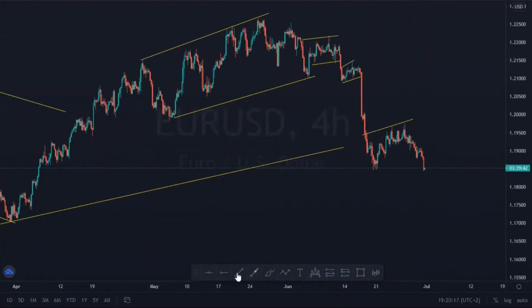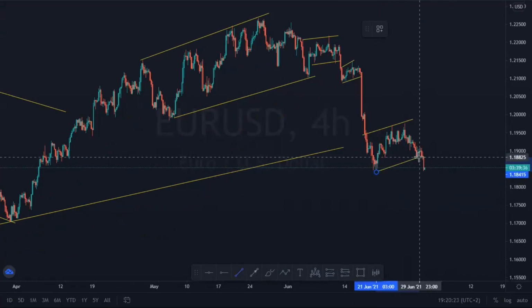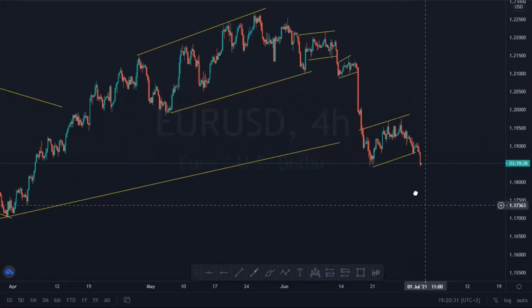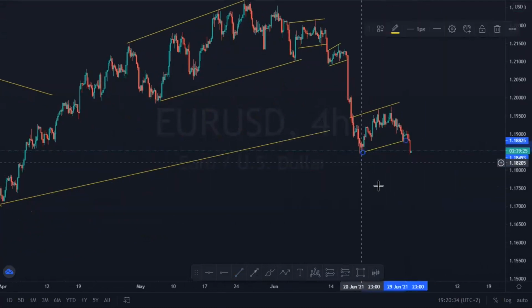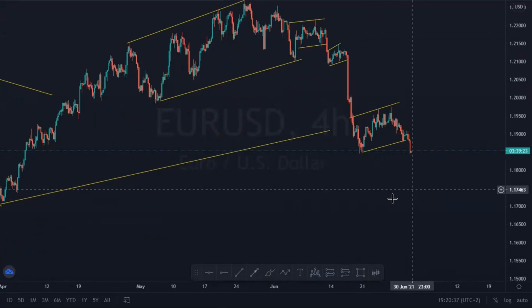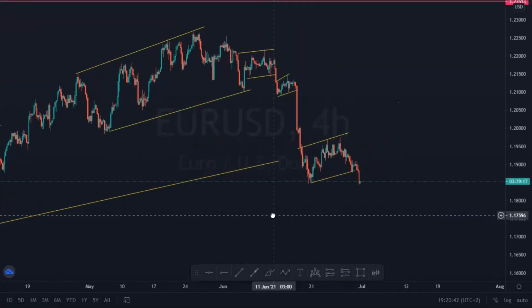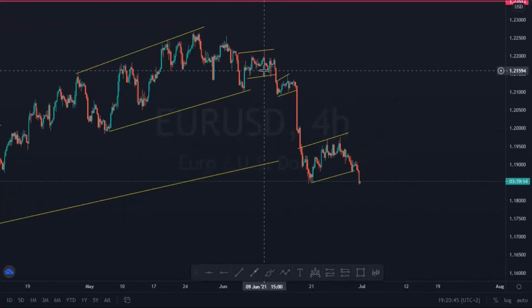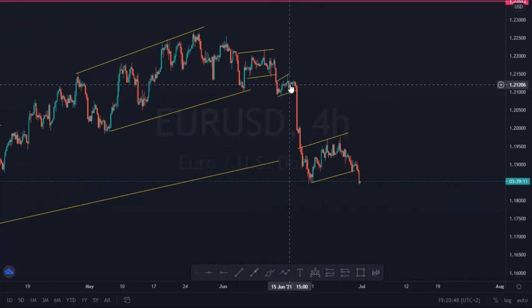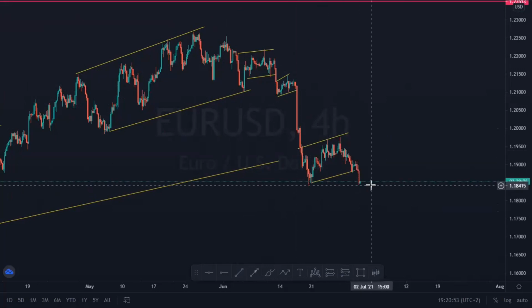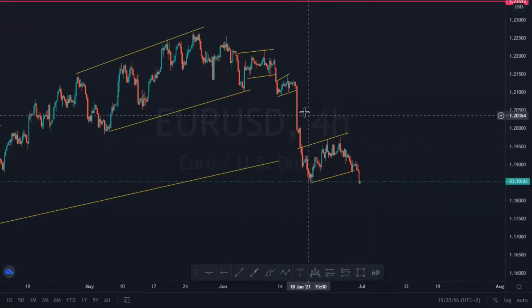So for those who are just joining, we are marking impulse and correction. We are analyzing the chart, guys. I don't know if you can see where I'm going with this. If you look here, this was correction, impulse, correction, impulse, correction, impulse, correction. It's starting another impulse again, and then another correction.